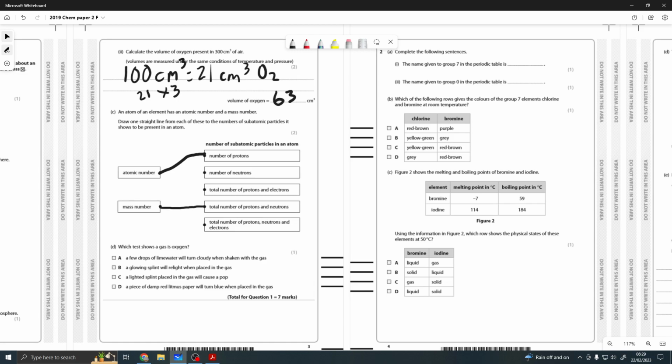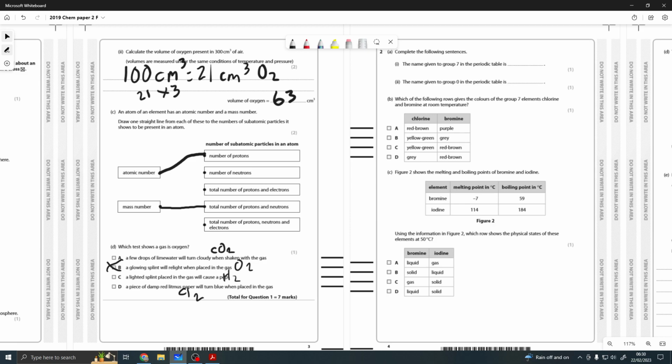There we go. Which test shows a gas is oxygen? So you should have done or seen these 4 gas tests. A few drops of lime water will turn cloudy when shaken with the gas. Well, that one is CO2. A glowing splint will relight. I'm just going to cross that because that one is for O2. A lit splint gives a pop. That's H2. And a piece of damp litmus paper will turn blue when placed in a gas. That's chlorine. It also bleaches it and turns it white at the end, or some alkaline gas.